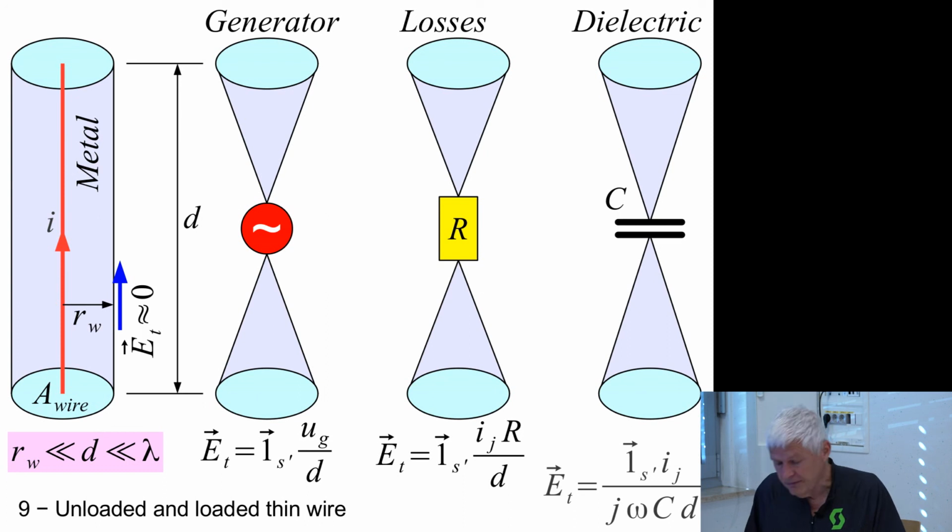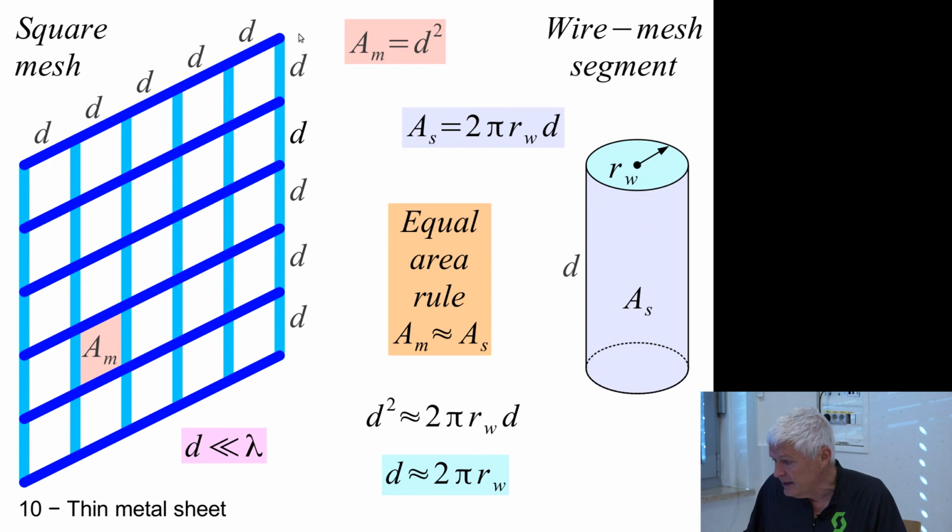Next problem: we do not only have antennas made from wires. Wire antennas are the simplest ones, really. We have antennas made from metal surfaces. And whenever we have a thin metal sheet, we can replace that thin metal sheet with a wire mesh. Usually we use a square mesh, so d is the same in both dimensions. And now the question is, what size of mesh do we need to accurately represent this thing?